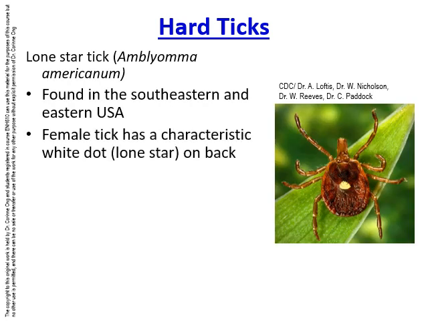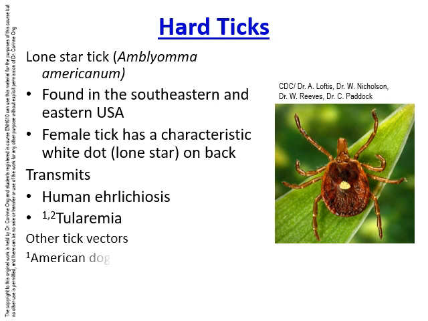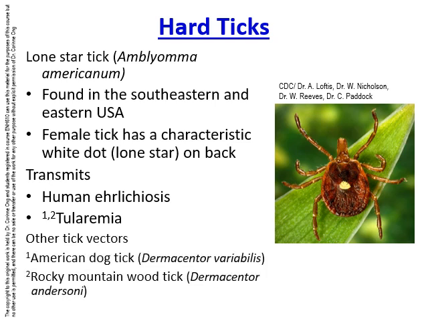The last group of hard ticks are the lone star ticks. Female ticks have a single white spot on their backs. They can transmit tularemia and human ehrlichiosis, which is a rickettsial disease that affects a type of white blood cell called monocytes. Lately, lone star ticks have been associated with severe allergies to red meat called alpha-gal syndrome.